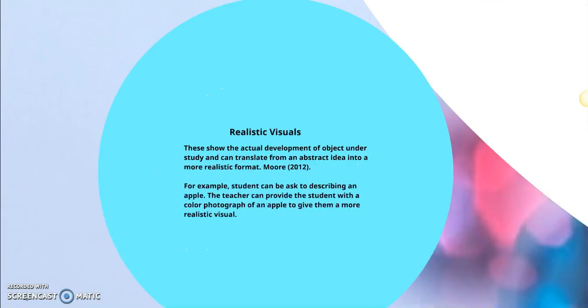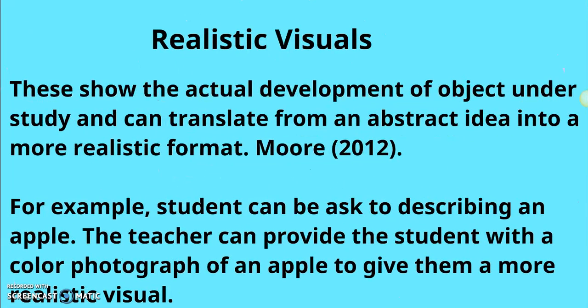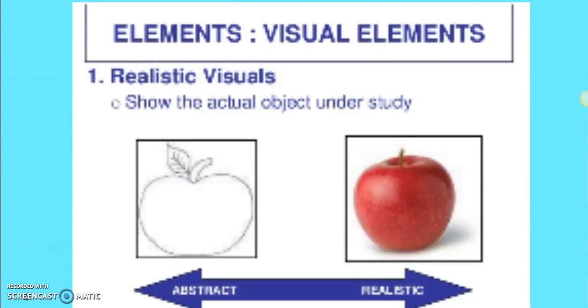Categories of visuals. Realistic visual. This shows the actual appearance of objects under study and can translate an abstract idea into a more realistic format. For example, students can be asked to describe an apple. The teacher can provide the students with a color photograph of an apple to give them a more realistic visual.